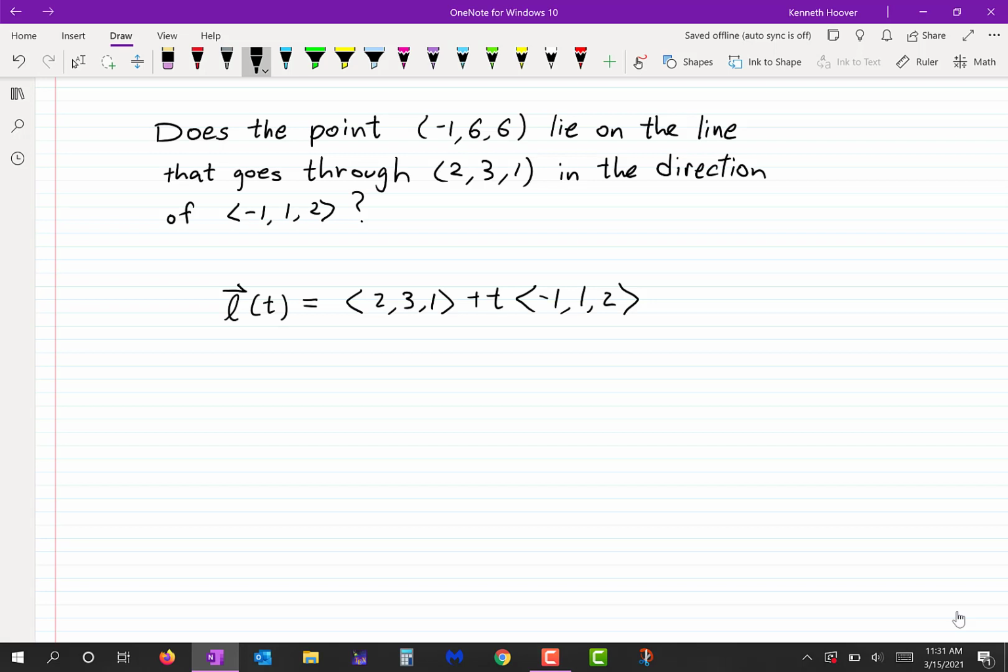What would be the parametric equations? That would be x equals 2 minus t, y equals 3 plus t, z equals 1 plus 2t.